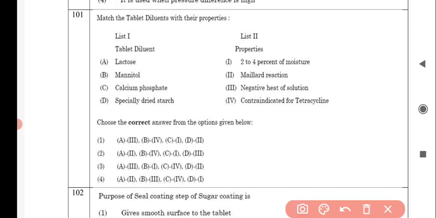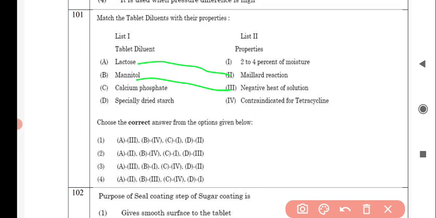Next question is, match the tablet diluents with their properties. List 1 contains tablet diluent and list 2 contains the properties. For the first diluent, that is lactose, it correctly matches with option number 2, that is Maillard reaction. For mannitol, it correctly matches with option number 3, that is negative heat of solution.